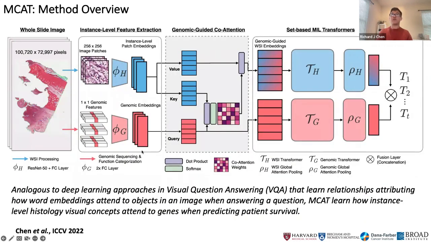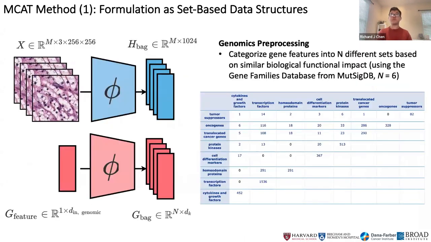This is the overall method, a high-level view. I'll go into it one by one, but we take whole slides, do similar patching of the whole slide, and similar processing of genomic features. However, instead of simply feeding them through a fully connected layer, we organized the gene features using the mutation signature database. We took these gene features and organized them into gene sets.